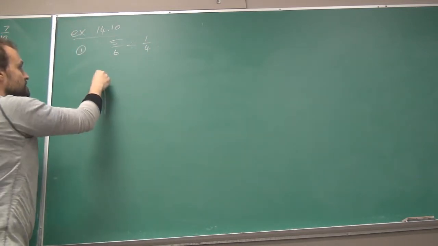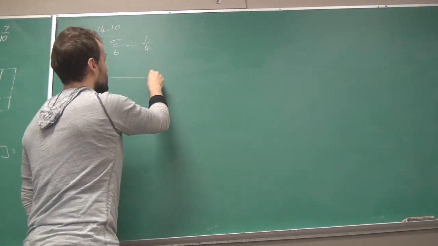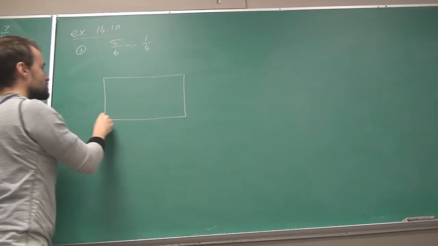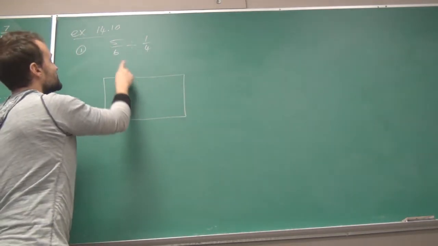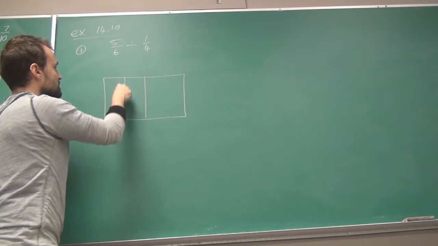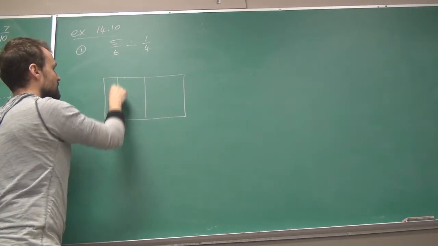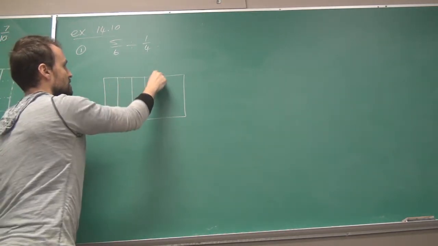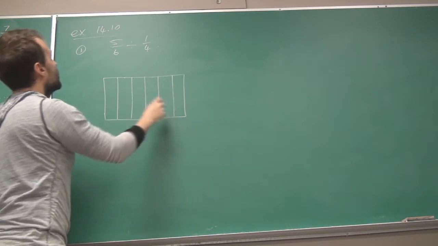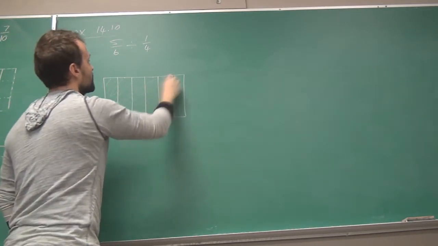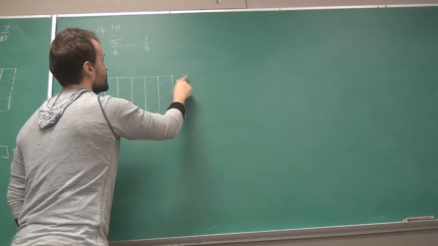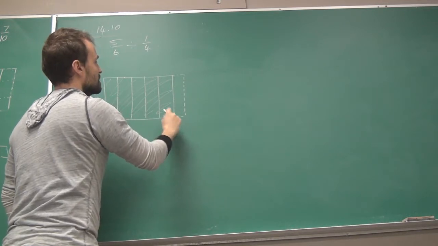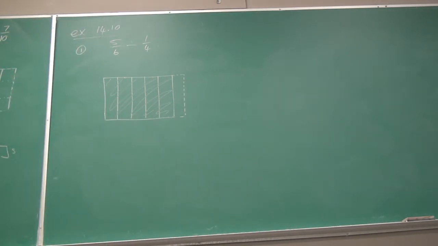So we have our first quantity, which is the first number, 6. So 6 pieces, like this. I don't have all of them, only 5 of them. So I don't really have this one. Like that. That's what I have.